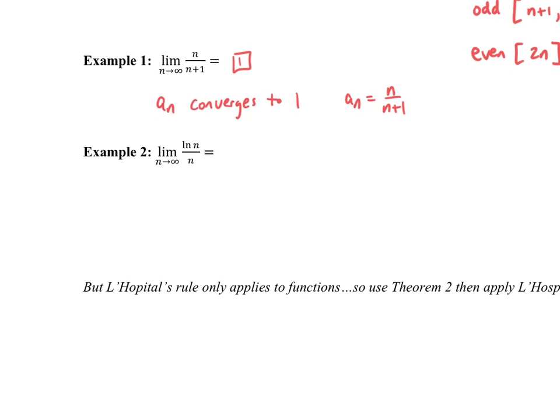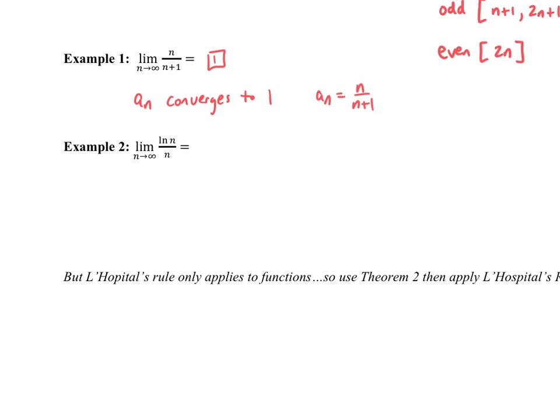Okay, in example 2, we'll do the same thing. Now in this case, we end up getting an infinite value in the numerator and an infinite value in the denominator. In other words, if you analyze the limit as n goes to infinity of the natural log of n, you get infinity. And if you look at the limit as n goes to infinity of n, you get infinity. And so by L'Hopital's rule, we can actually take a look at this.